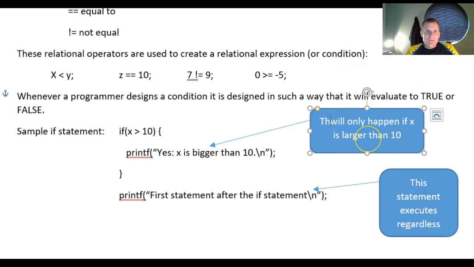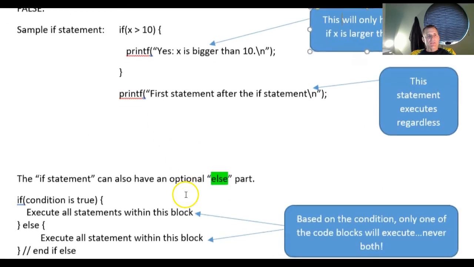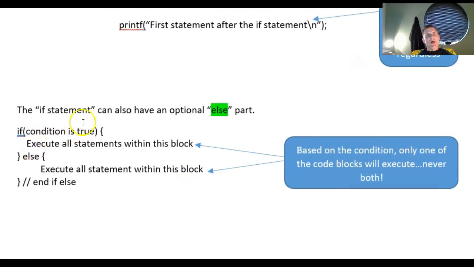this will only happen if x is larger than 10, this printf. This is the next statement. If this is false, this happens. If this is true, this happens, and then this happens. Then we talked about the optional else part of the if statement. If this is true, we execute this, else we execute this, one or the other, and so on.